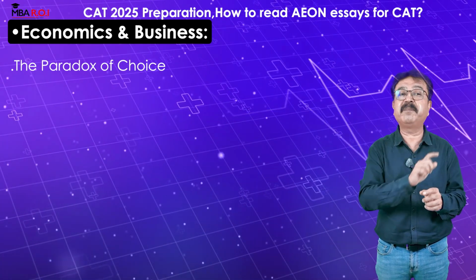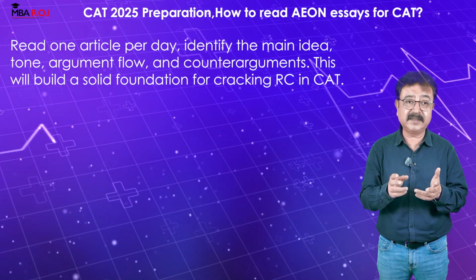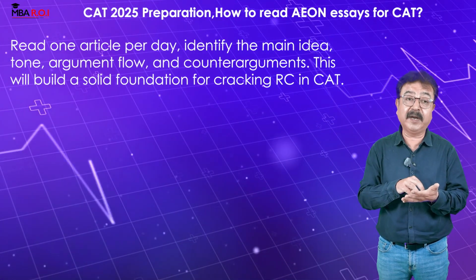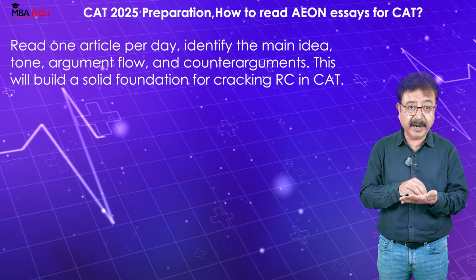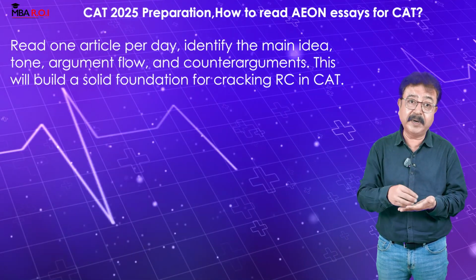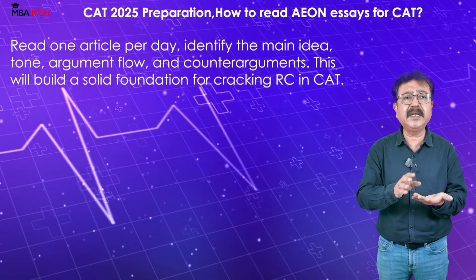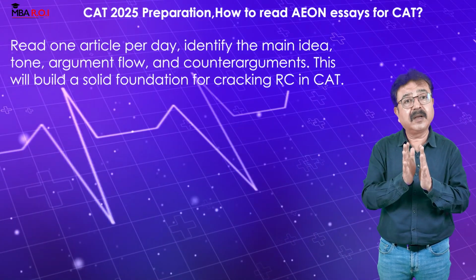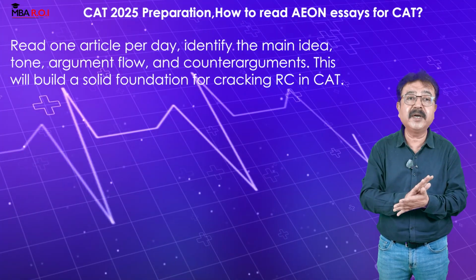These are just examples. So to sum up once again about reading AEON articles, please make sure to read one article every day, at least one. If you can make it two, great. Identify the main idea, try to understand the central theme, look for the arguments, look for the counter arguments, and the diversity of arguments that it offers. Learn vocabulary from that and make sure that you are doing it regularly.